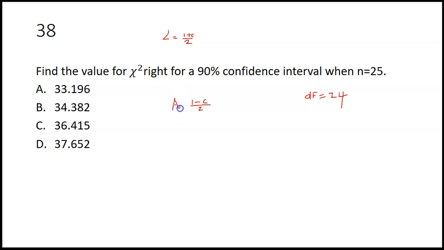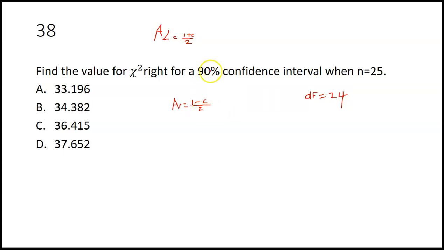Area to the right is equal to 1 minus c divided by 2. Area to the left is equal to 1 plus c divided by 2. Write the formula down. That's a shortcut formula for finding it. Area to the left is 1 plus c divided by 2. Area to the right is 1 minus c divided by 2.